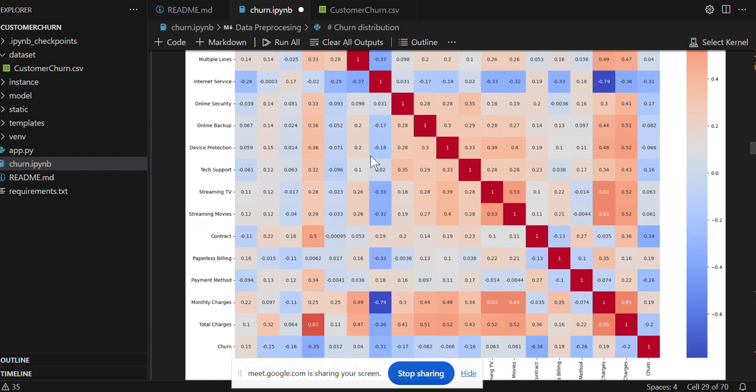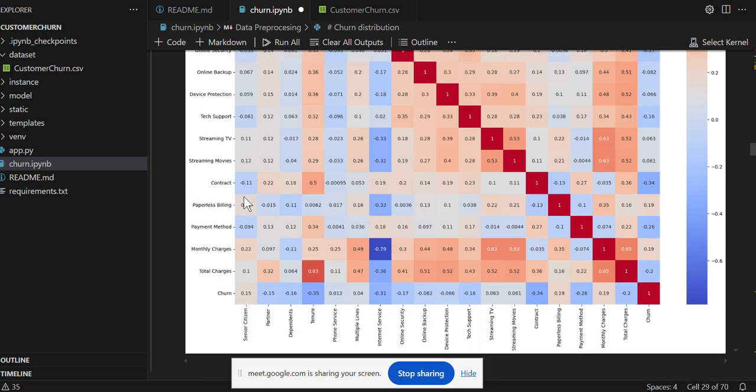It's just how one feature relates to another. For instance, when you look at streaming TV, take it vertically. What is the first column there? It's 0.11. Scroll down. Can you see it with senior citizen? So the relationship between streaming TV and senior citizen is 0.11. It's the degree of how one influences another in predicting churn or not churn.